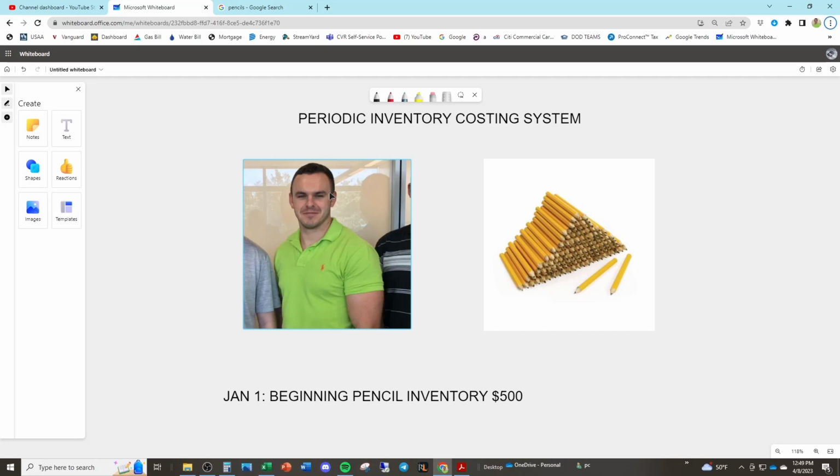And throughout the year, or the month or the time period, when you're buying inventory, instead of putting it to the inventory account, you're putting it to an account called the purchases account. And when you go ahead and finally count your inventory, then you close that to cost of goods sold and inventory. Now, this sounds like a bunch of words, right? So let's go ahead and dive into an example.